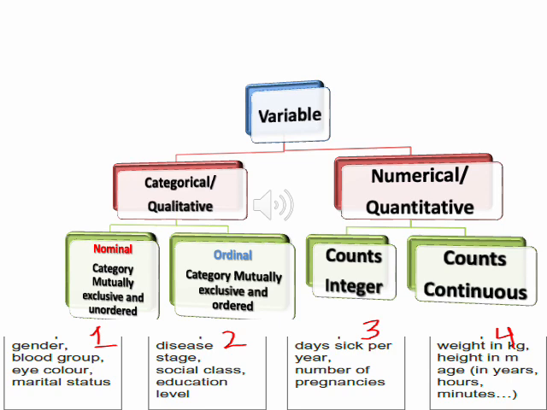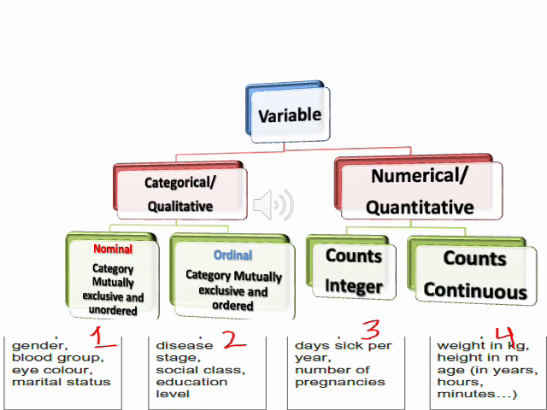They are either male or female. The blood group with AB positive or O positive, eye color with brown or black, but we cannot assign an order to it. While in the ordinal variable, the categories are mutually exclusive but they are ordered as well, like the socio-economic status where we have class 1, 2, 3, 4, 5, or the education level.